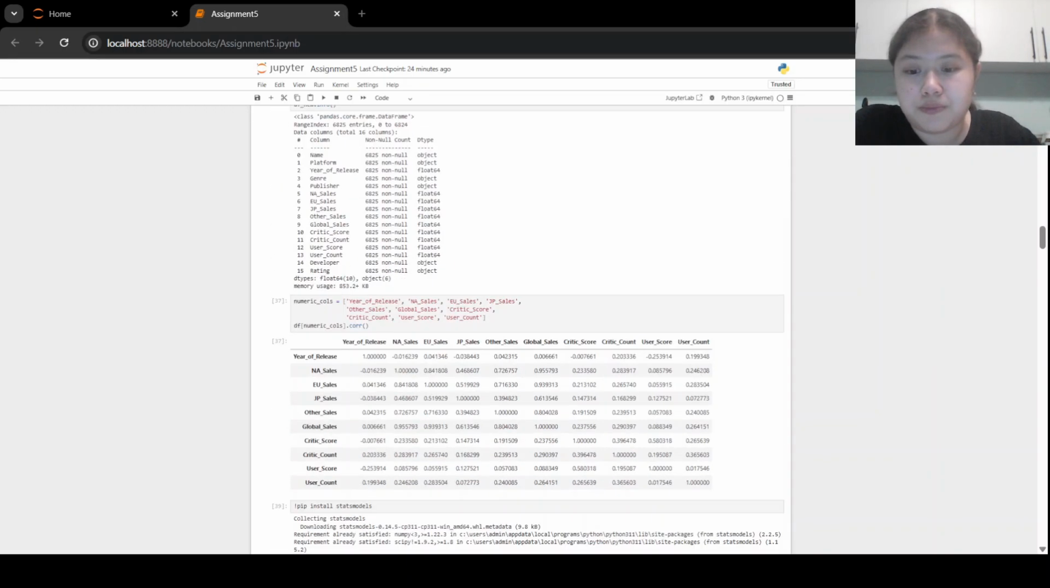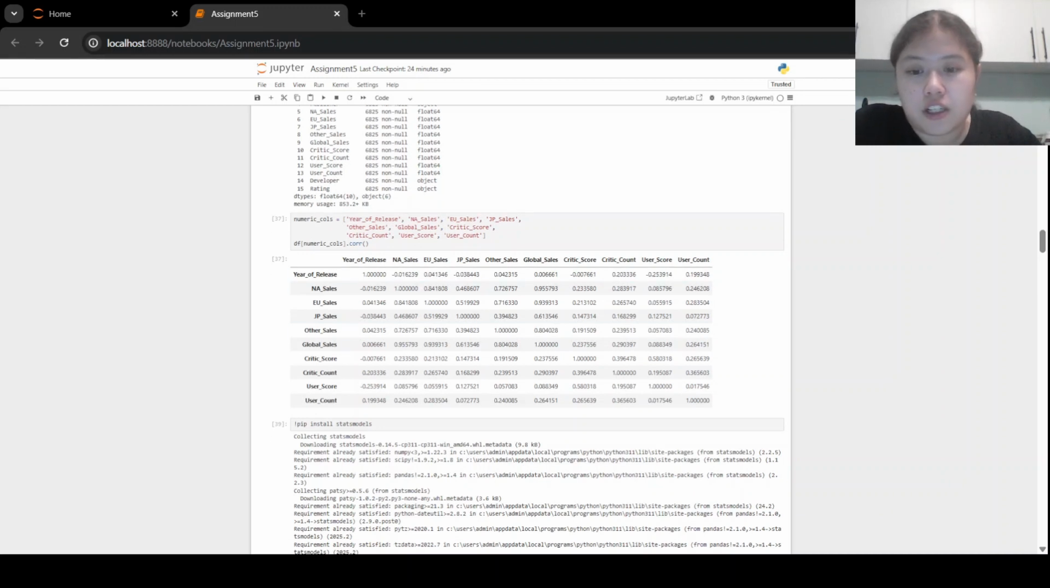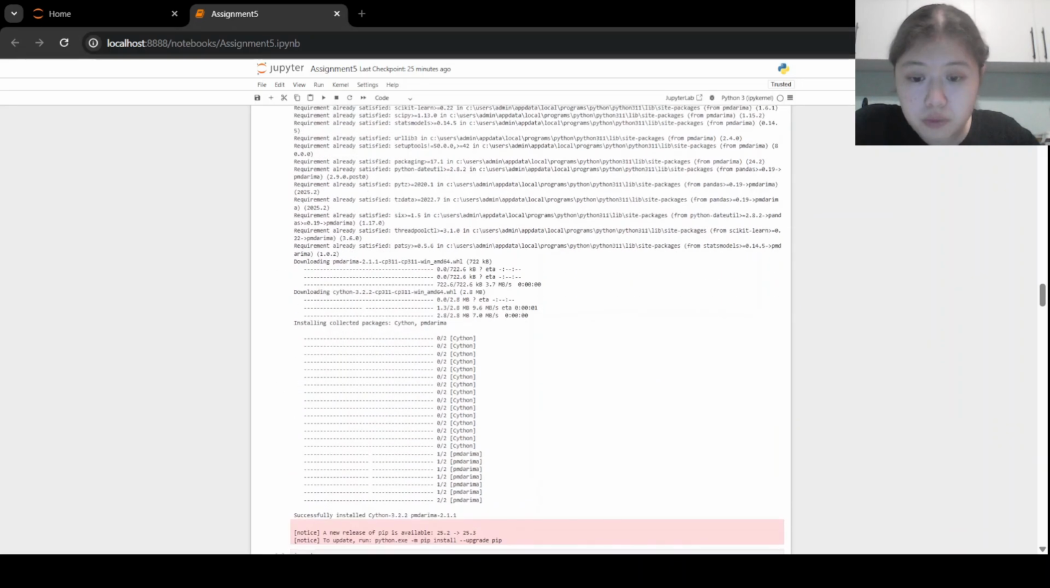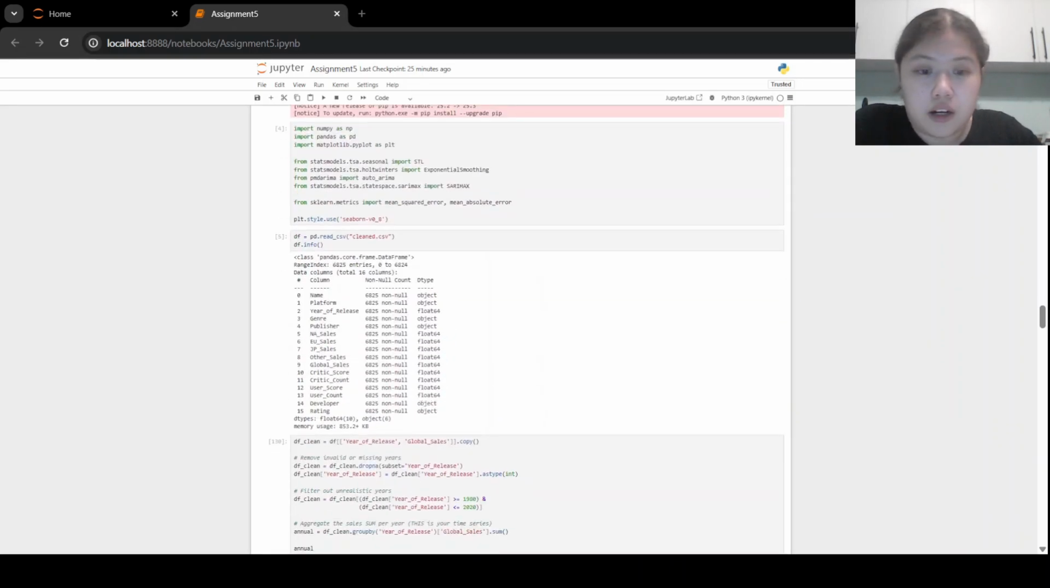And we saved it. Now we can see the correlation of all numerical values, and as you can see, if a video game does well in North America, it will do well in EU and globally too. So it's safe to say, if in one region it does really well, it will do well globally. So here we install some libraries to use.